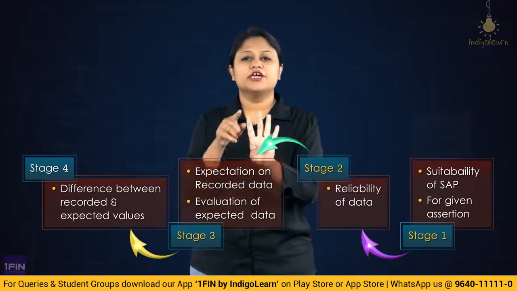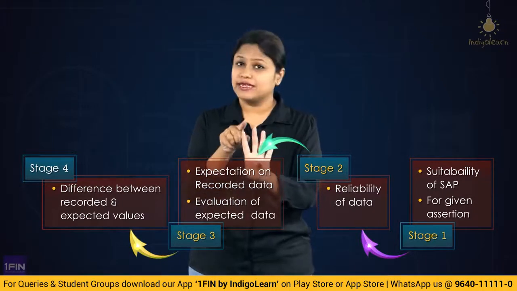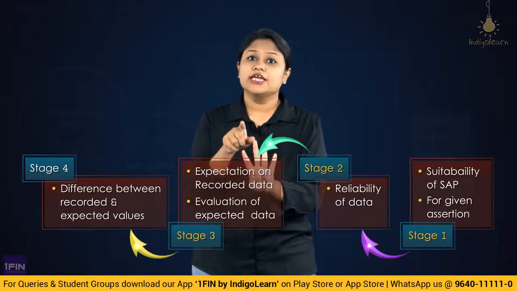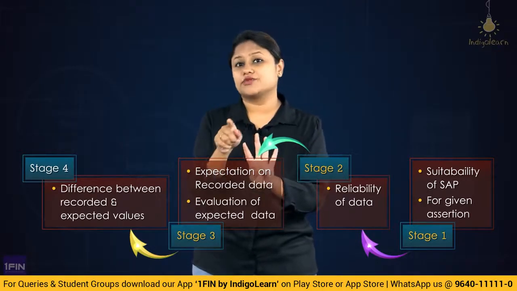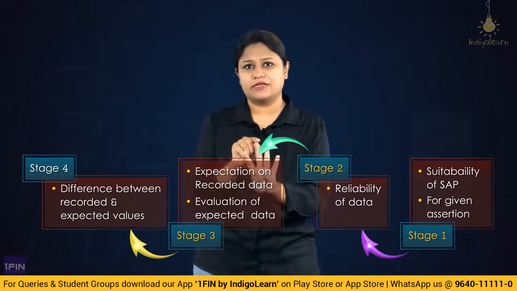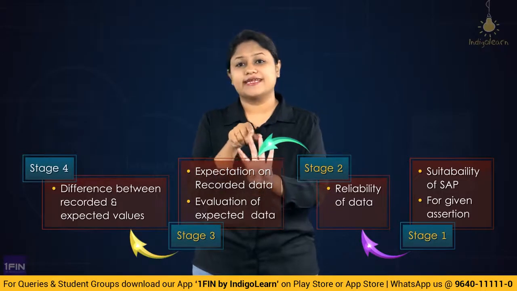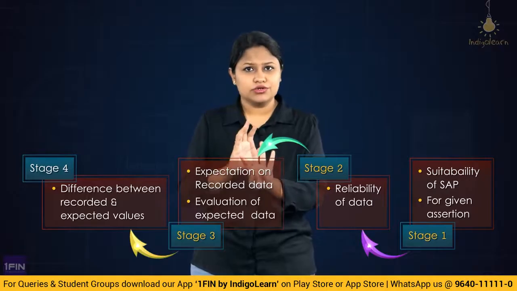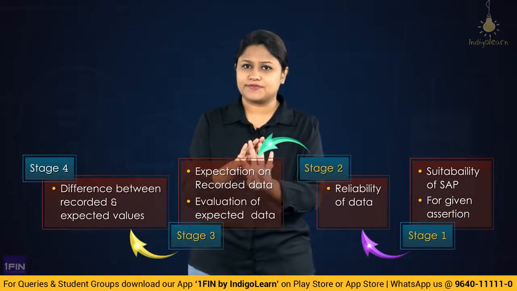Which are the 4 steps? First, we need to determine whether analytical procedure is suitable or not suitable. Second, if it is suitable, we have the corresponding data. Is the data reliable? Then the auditor will create an expectation in his mind, that is a reasonable expected amount or maybe a ratio in his mind.